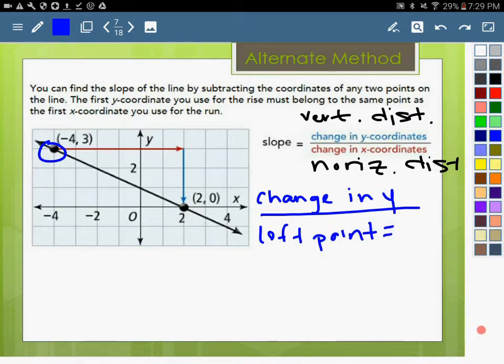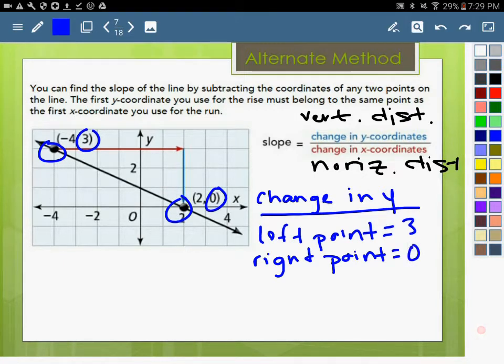The y-coordinate of the leftmost point is 3. The y-coordinate of the rightmost point, which is this one, the y-coordinate would be 0. So how did it change? It went from 3 to 0. So we subtracted 3 in order to get there. Now let's look at the change in x.